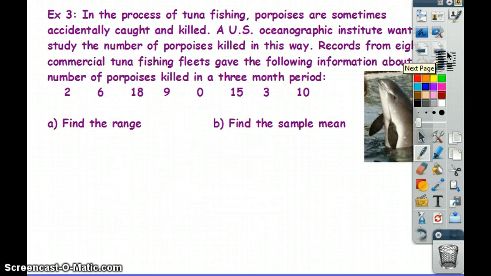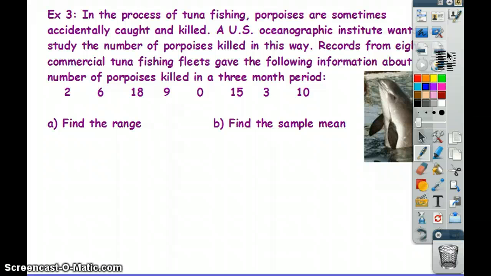Okay, here's our third example. In the process of tuna fishing, porpoises are sometimes accidentally caught and killed. So 8 commercial tuna fishing fleets gave some information about the number of porpoises killed during a 3-month period. So the first fishing fleet accidentally killed 2 porpoises, the next one 6 porpoises, the next one 18, etc. So I want you to find the following 3 things. Find the range, find the sample mean, and then use that sample mean to calculate the standard deviation.